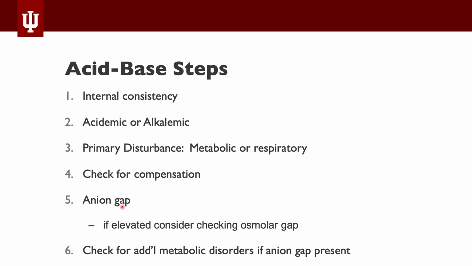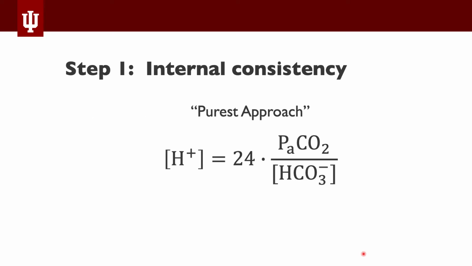Fifth is check the anion gap. Remember the formula for anion gap we just showed you. If it's elevated, you may consider checking for something called an osmolar gap. I'll give you the formula for that later on. And sixth, we are going to check for additional metabolic disorders. We only do step 6 if the anion gap is present, if it's elevated.